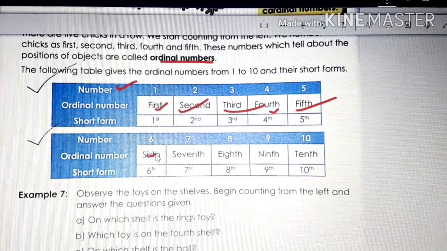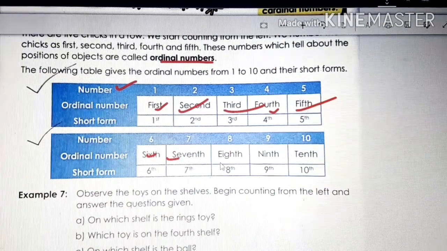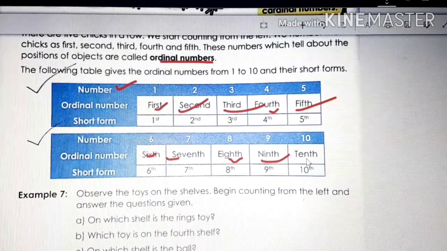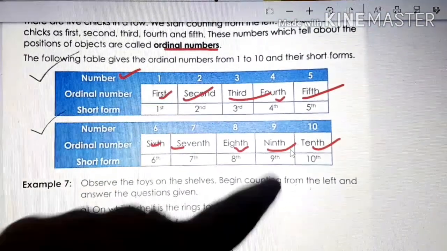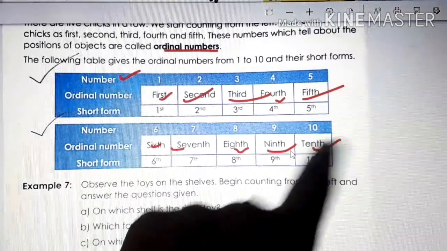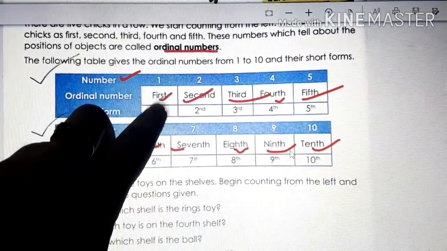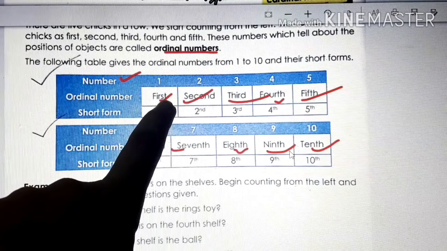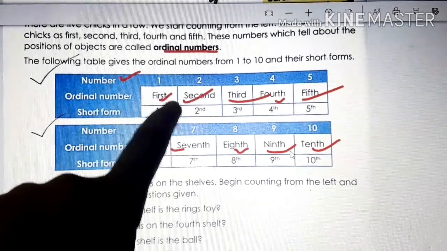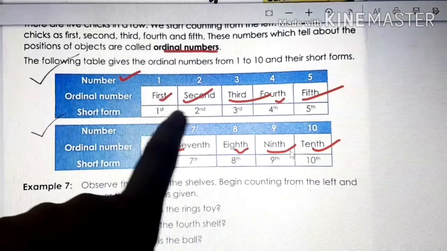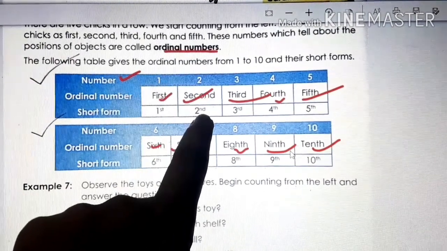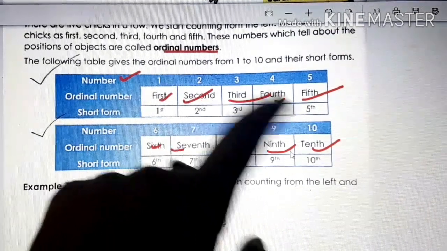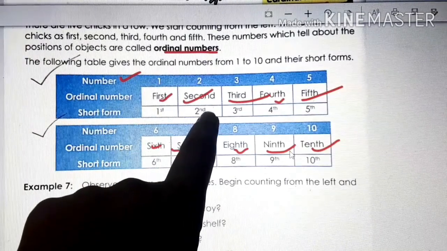sixth, seventh, eighth. We put eighth, ninth and 10th. Okay, in the spelling of 9, children, you see it's ninth, NINTH. Okay, and how do we write the short form? We write 1, and what are the last 2 letters of first? ST. So we write here 1ST, first. Then the short form of second is what? It comes in place of 2, right? So we write 2, and the last 2 letters are what? ND, that is second. Clear?